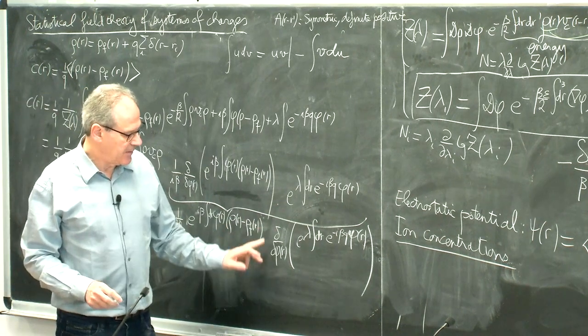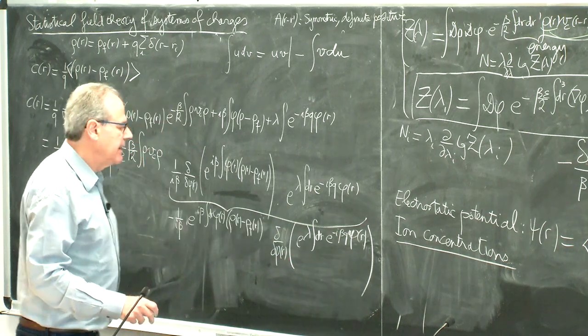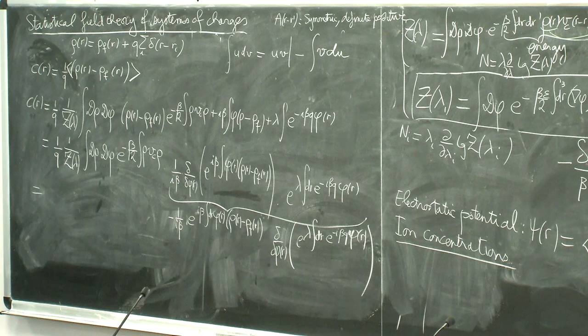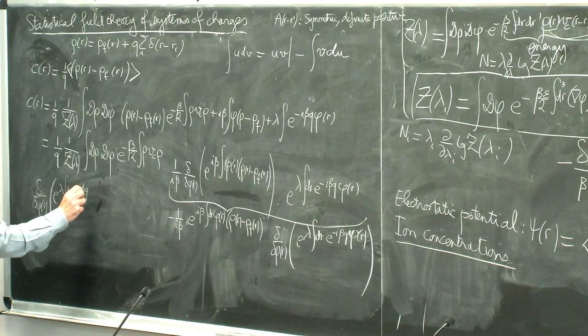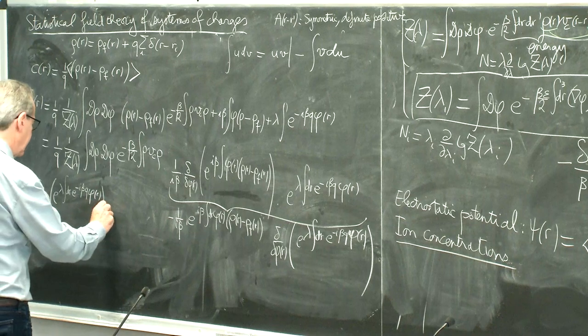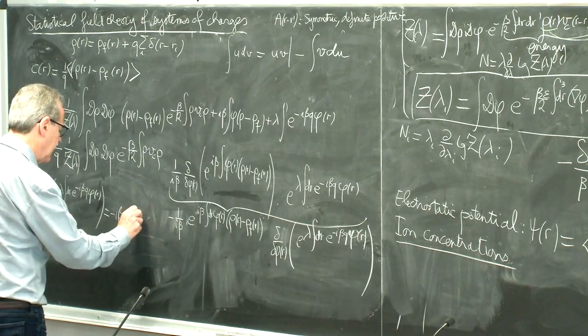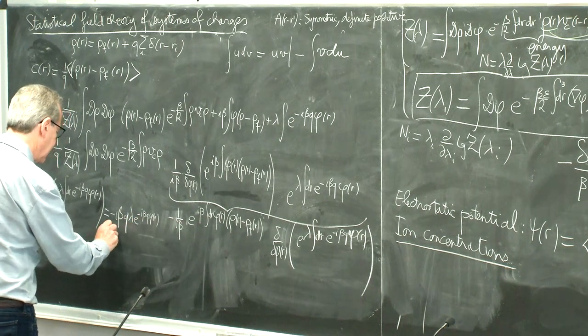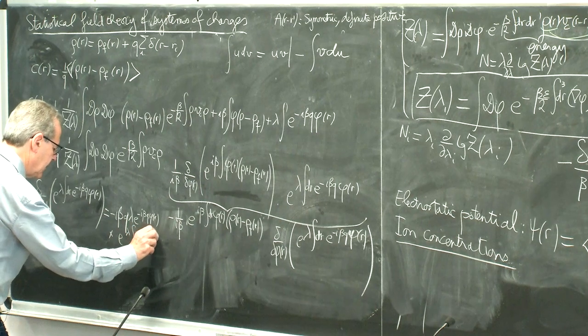So when you take the functional derivative with respect to delta phi of r, you will bring down lambda minus I beta q e to the minus I phi q. So you get the result, right? When you take the derivative, delta by delta phi of r of e to the lambda integral dr e to the minus I beta q phi of r, it is equal to minus I beta q lambda e to the minus I beta q phi of r times e to the lambda integral dr e to the minus I beta q phi of r.